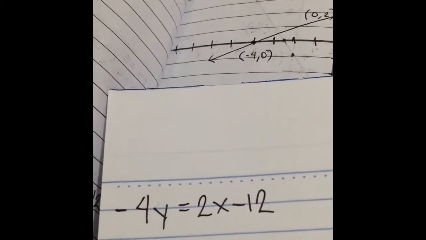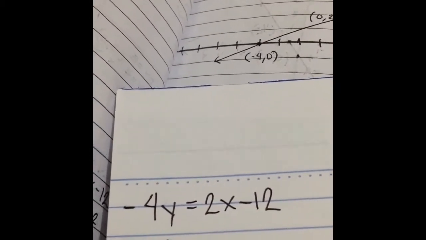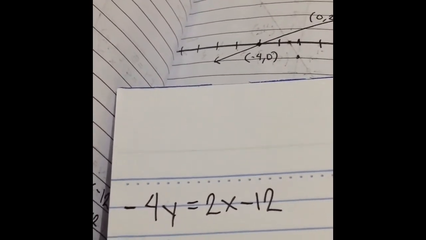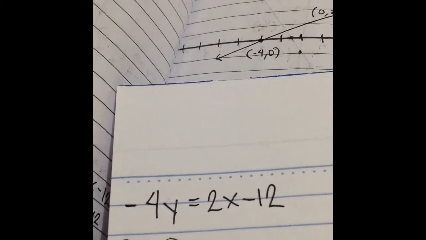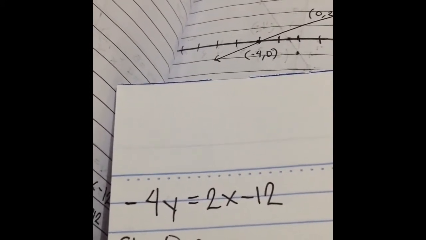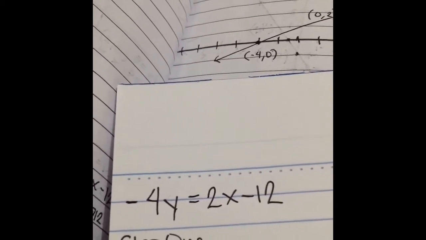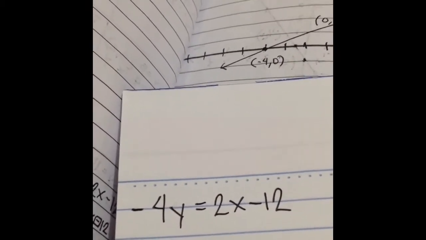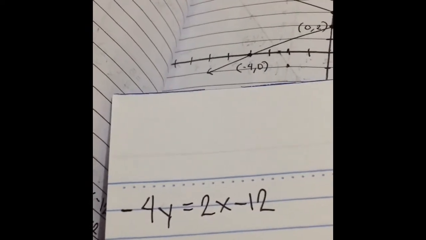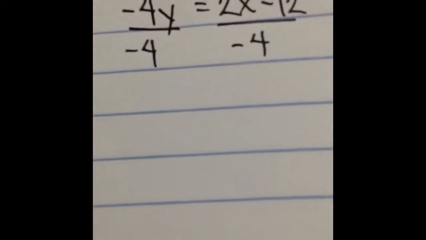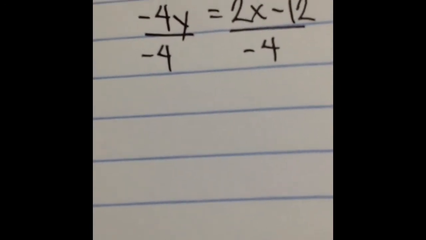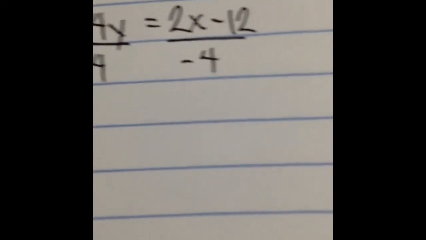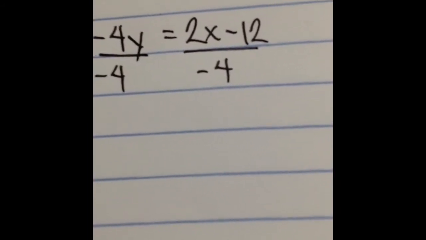So step 1 is you have to make sure that it is in slope-intercept form. As you can observe, it is in y equals mx plus b, where m stands for 2 and b stands for negative 12. So it is in slope-intercept form. Next, you always have to put down what is beside the y. What is beside the y is the negative 4. Put down negative 4, and also in 2x, negative 12.